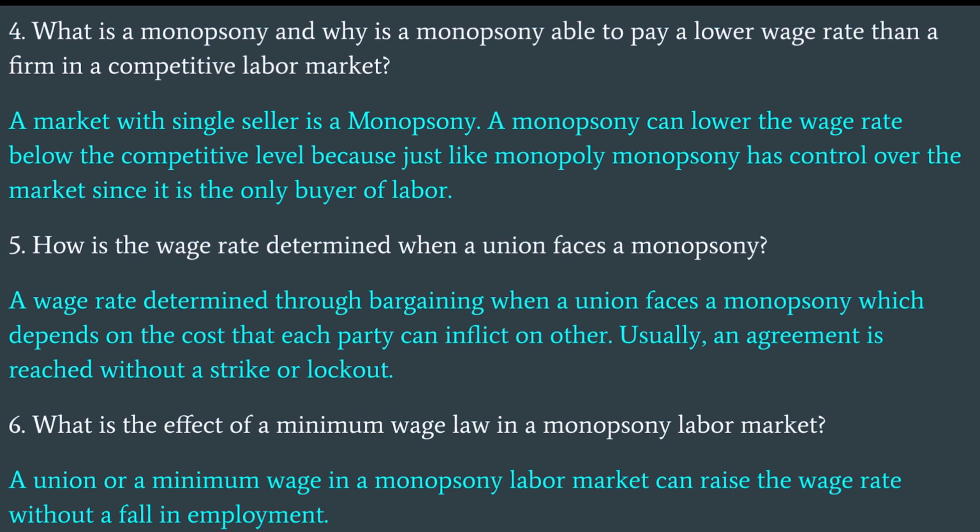How is the wage rate determined when the union faces a monopsony? The wage rate is determined through bargaining, which depends on the cost that each party can inflict on the other. Usually an agreement is reached without a strike. What is the effect of a minimum wage law in a monopsony labor market? A minimum wage in a monopsony labor market can raise the wage rate without a fall in employment.